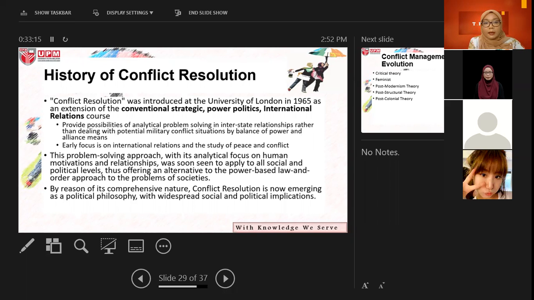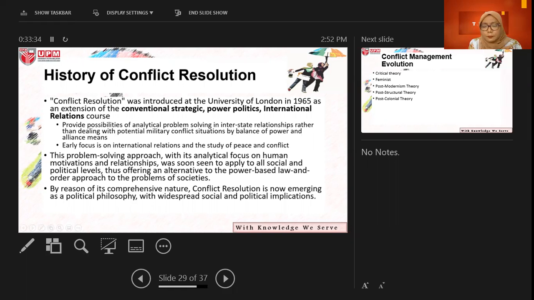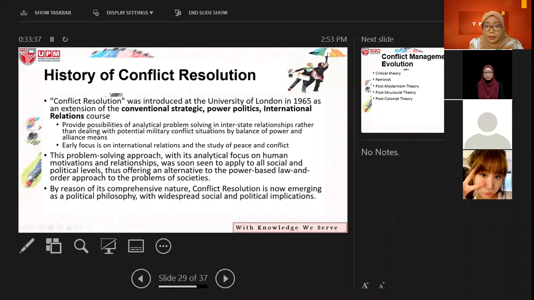Okay. The purpose is to provide the possibilities of analytical problem solving in interstate relationships rather than dealing with potential military conflict situation by balance of power and alliance means. So that time ni they try to reduce the campur tangan military. Okay, they try to reduce the military intention ni to the country by resolving the conflict through managing the conflict. Maksudnya through negotiations, through mediation, through any means possible.